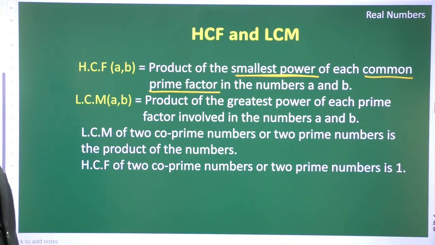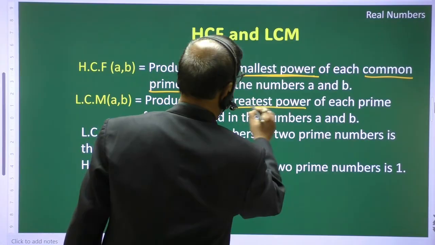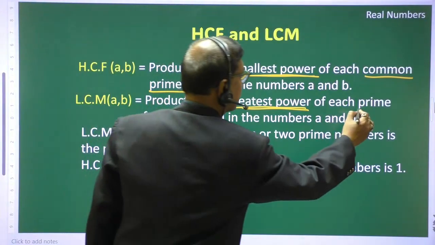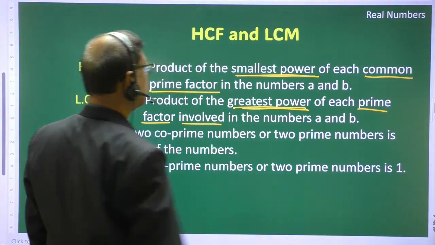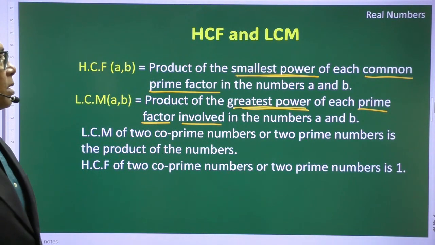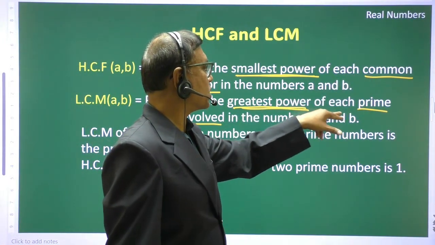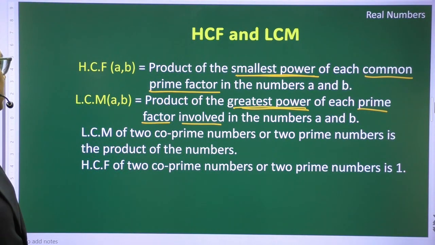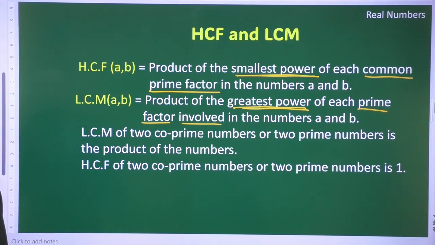Now come to the LCM part. LCM of two numbers A and B: that is the product of the greatest power of each prime factor involved in the numbers A and B. But be careful here. Here it is common factors, but there it is not only common factors, it is each prime factor involved in the numbers A and B. So this is the main, important part. So again I'll explain it with one example.